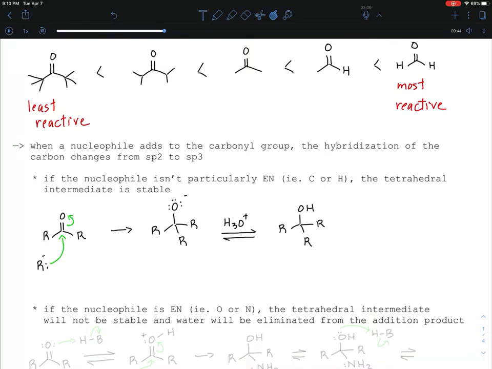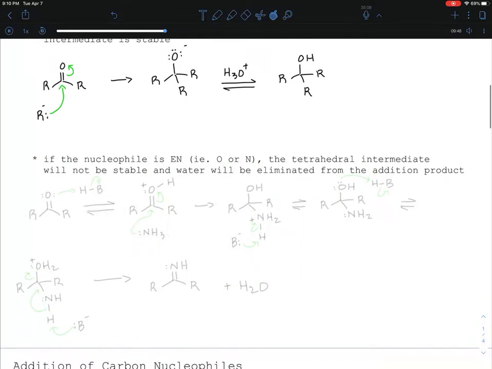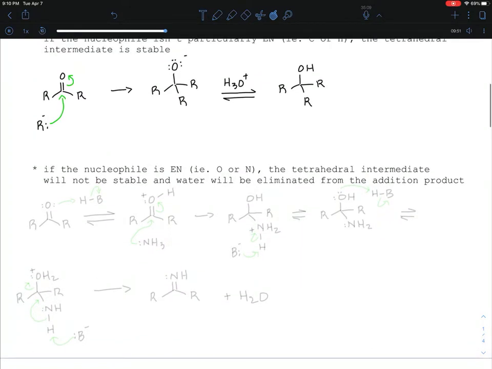If your nucleophile is electronegative, like some oxygen containing nucleophile, like maybe water or an alcohol, or a nitrogen containing nucleophile, like some sort of amine, then the tetrahedral intermediate is not going to be stable, and you're going to end up eliminating one equivalent of water from the addition product. Let's see what we're talking about there. So we'll just draw our generic ketone again.